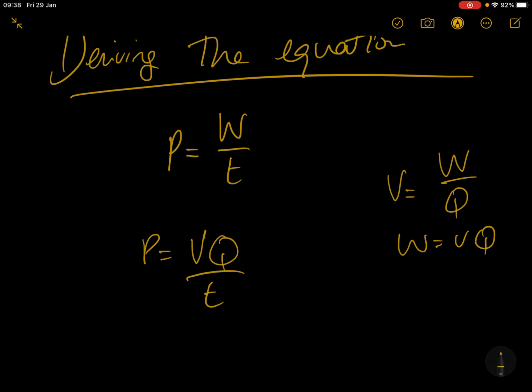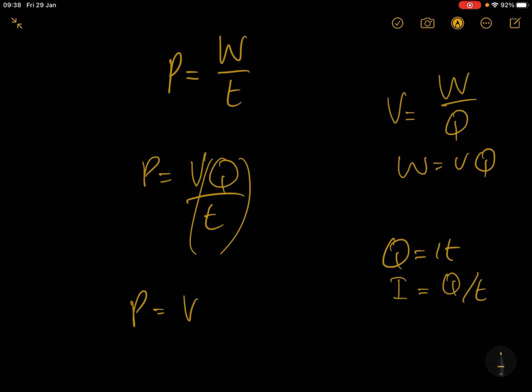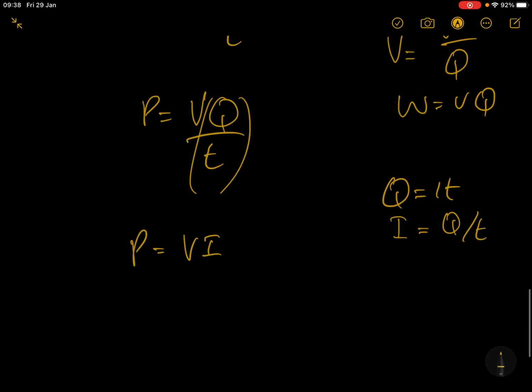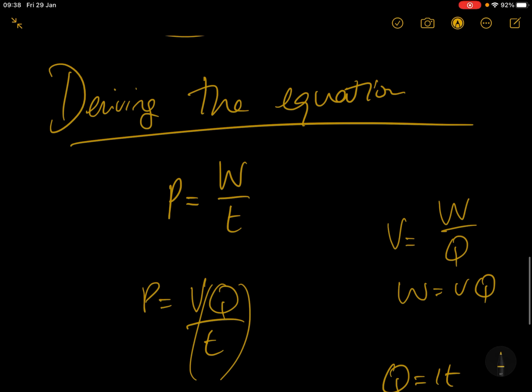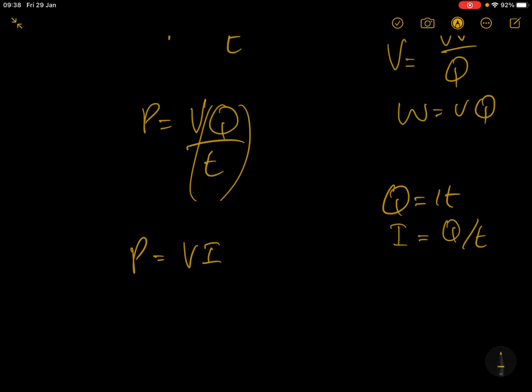VQ over T. Lovely. Now let's use the equation Q = IT, as in charge is current times time. Current is charge divided by time, so you can then substitute that in for this section. So power is VI, or obviously IV. Done! We've gone from power is work done divided by time to power is current times voltage. We are amazing.